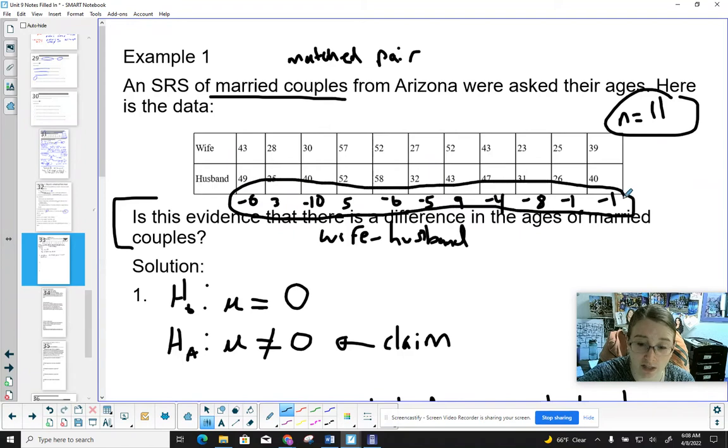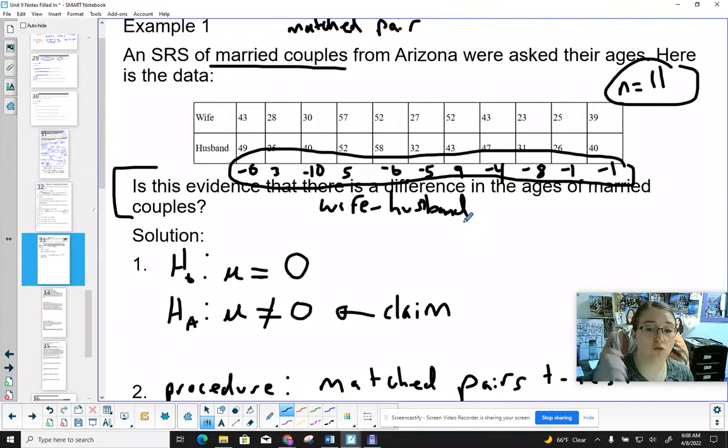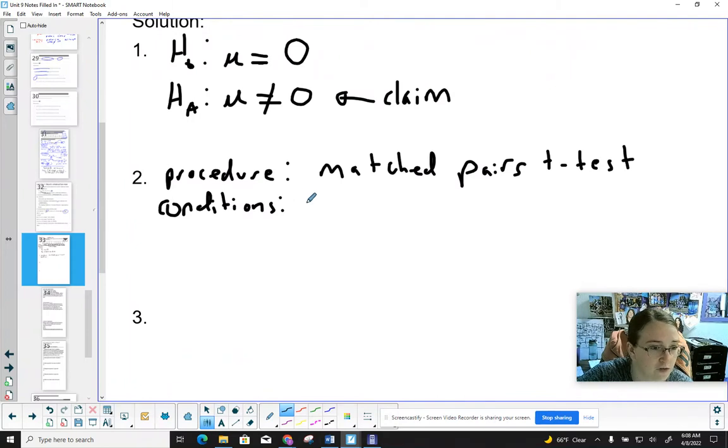So I want you to check your conditions. But again, when you check normality, you need to remember where to go in your calculator to get the NPP plot. Take a second, write your conditions. Okay, so for the conditions, we have random because it says SRS.